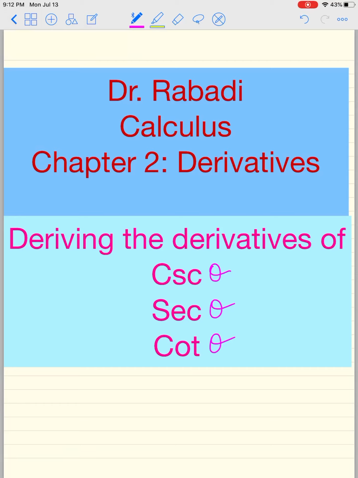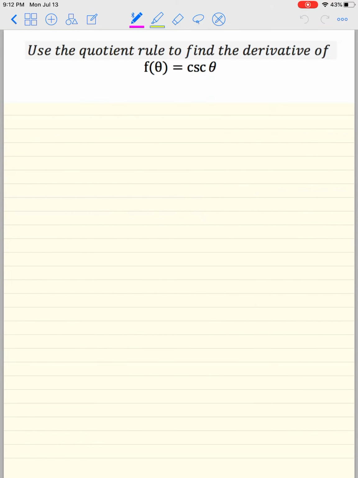Hey guys, welcome back. In the last video, I did examples of the quotient rule and we ended with deriving the derivative for tangent theta by using the quotient rule. And in this video, I'm going to teach you guys how to figure out what the derivatives of cosecant theta, secant theta, and cotangent theta are by using the quotient rule. So if you guys want to give it a try by yourself, press pause and see if we come up with the same answer, okay?